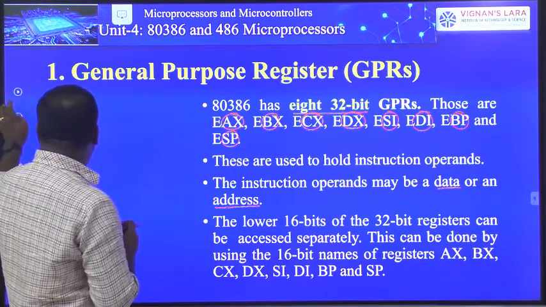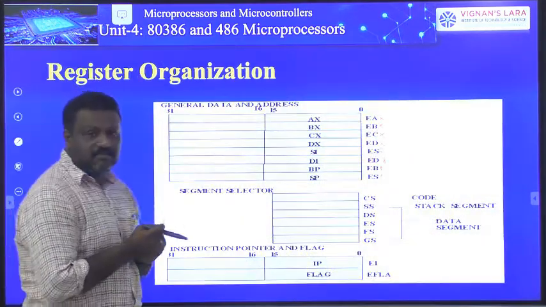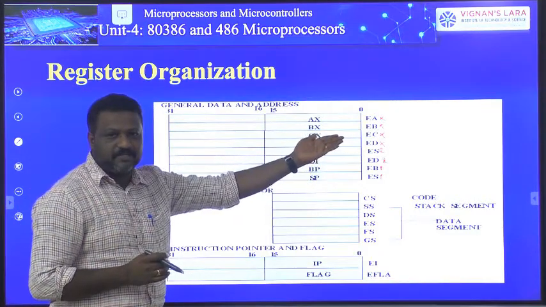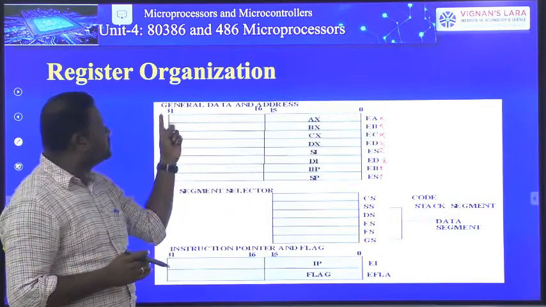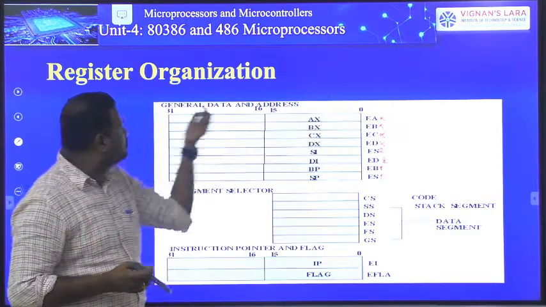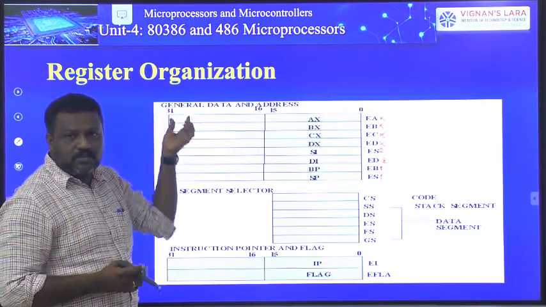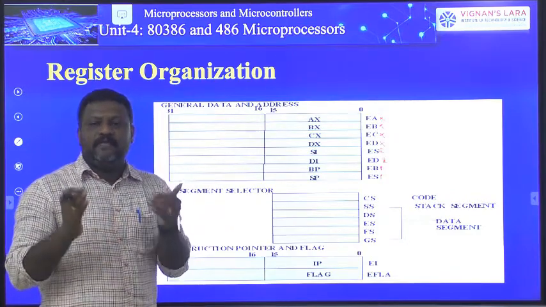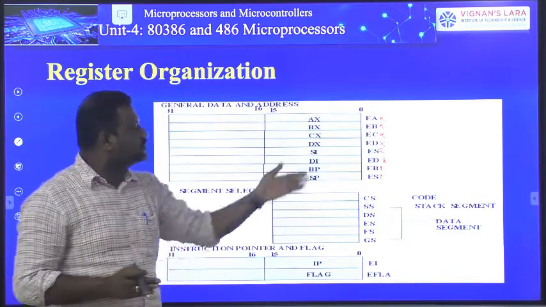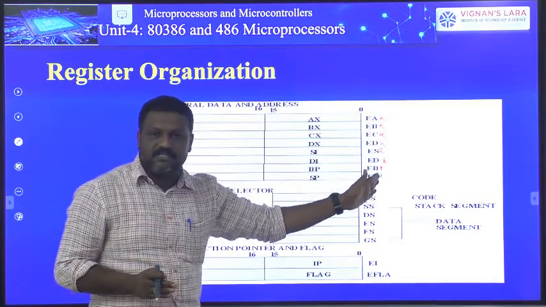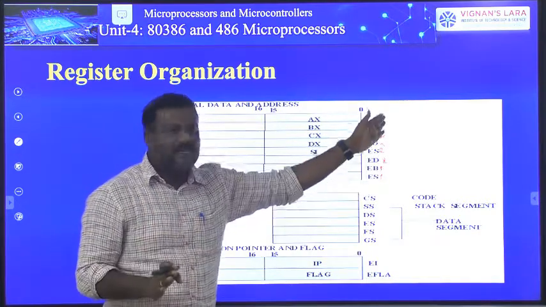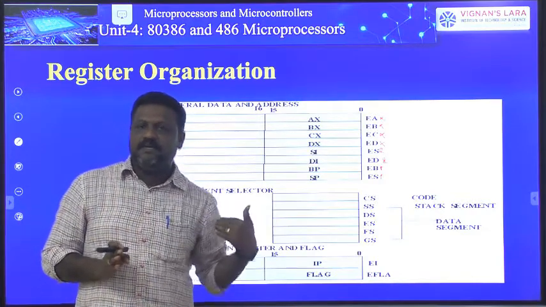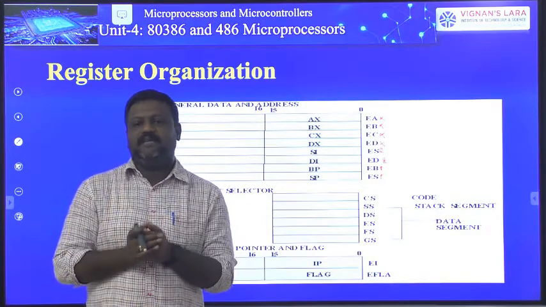See here guys, once again the previous diagram. I already told you this is our general purpose register. The total size of our register is 32 bits, from 0 to 31. So if my processor does 32-bit operations, then I can straight away use these 32-bit registers for my operations: EAX, EBX, ECX, EDX, EBP, ESP, EDI and then ESI.